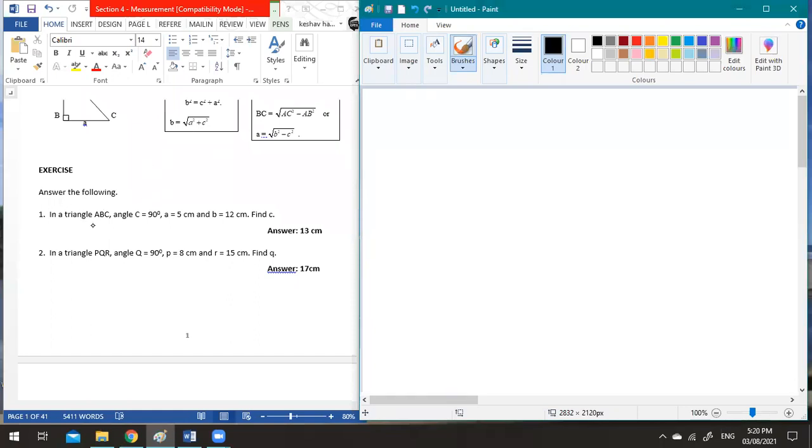All right, so the exercise on the left here: in the triangle ABC, angle C equals 90 degrees. A is 5 centimeters and B is 12 centimeters, find C. Let me explain something to you all. When they say things like that, triangle ABC, the right angle is at C. Anywhere it could be A, anywhere it could be B.